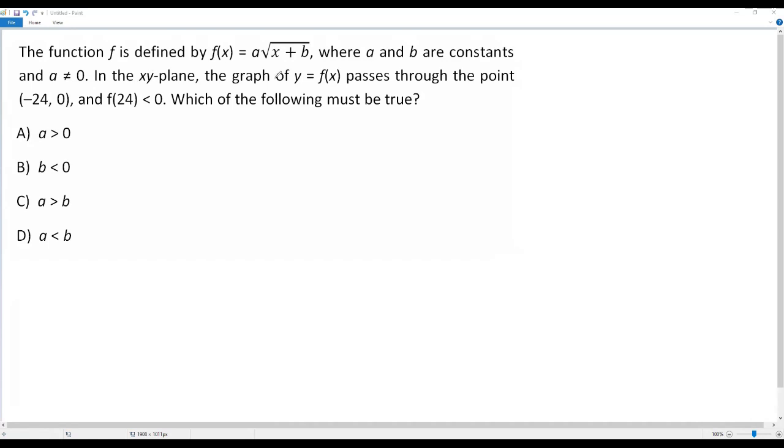In the xy plane, the graph of y equals f of x passes through the point (-24, 0) and f of 24 is less than 0. Which of the following must be true?